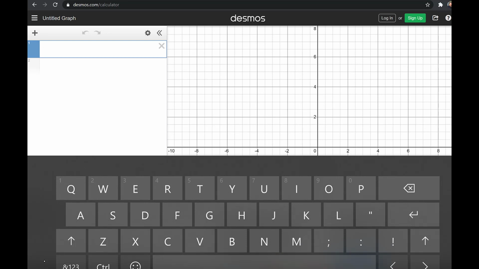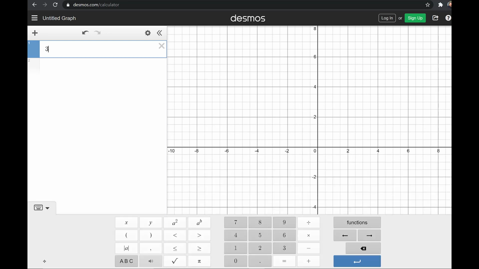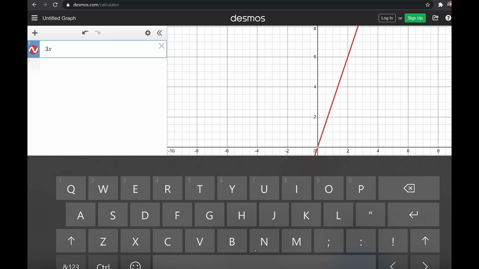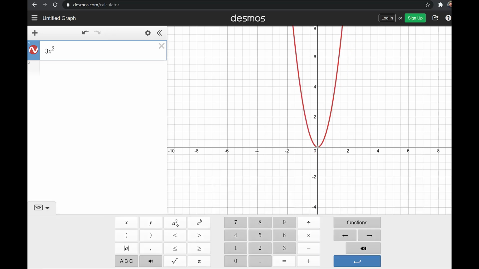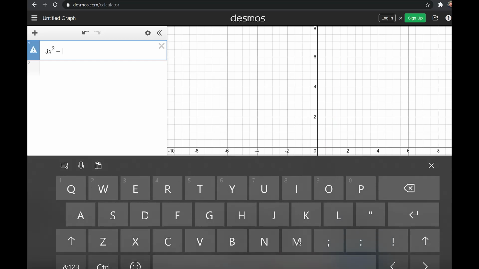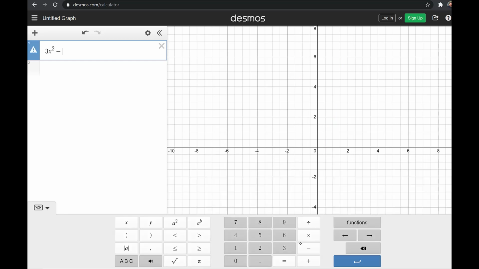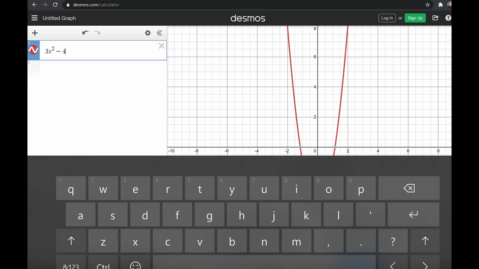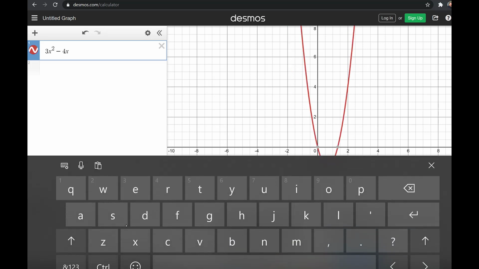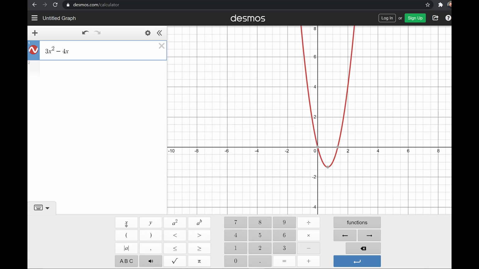Wish that would stop coming up like that. There we go. 3x squared. That's got to stop. Minus, okay. 4x. I don't know why this is doing this, guys. I apologize. 4x minus 2.